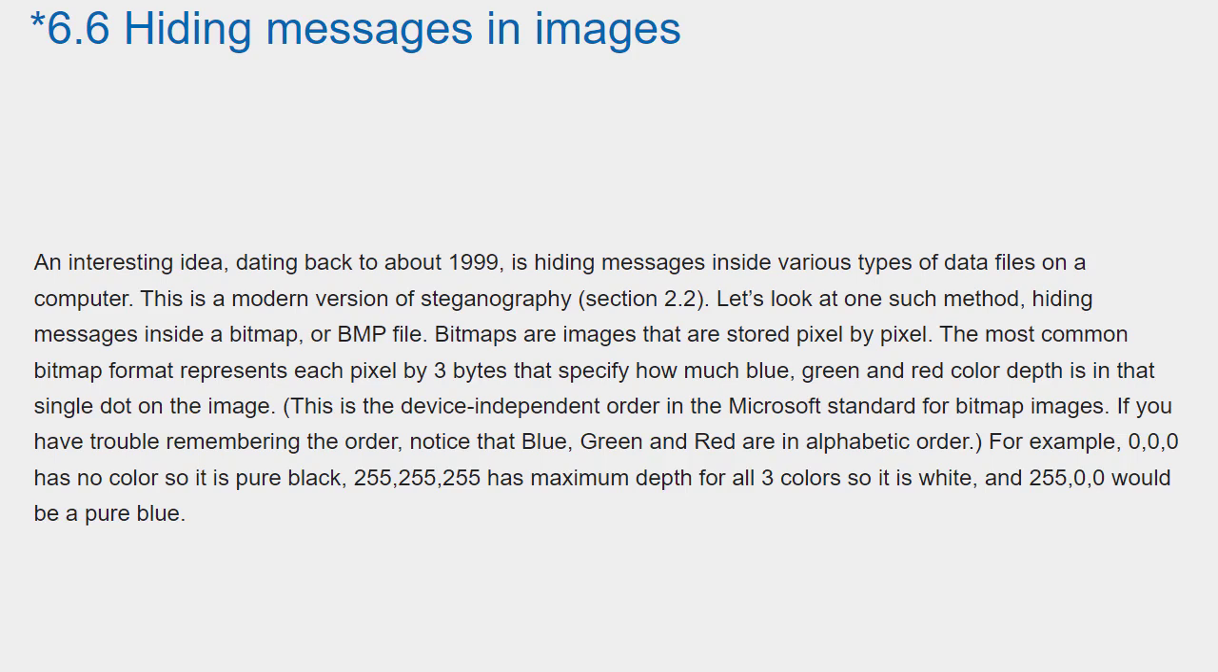Bitmaps are images that are stored pixel by pixel. The most common bitmap format represents each pixel by 3 bytes that specify how much blue, green and red color depth is in that single dot on the image. This is the device-independent order in the Microsoft standard for bitmap images. If you have trouble remembering the order, notice that blue, green and red are in alphabetic order.